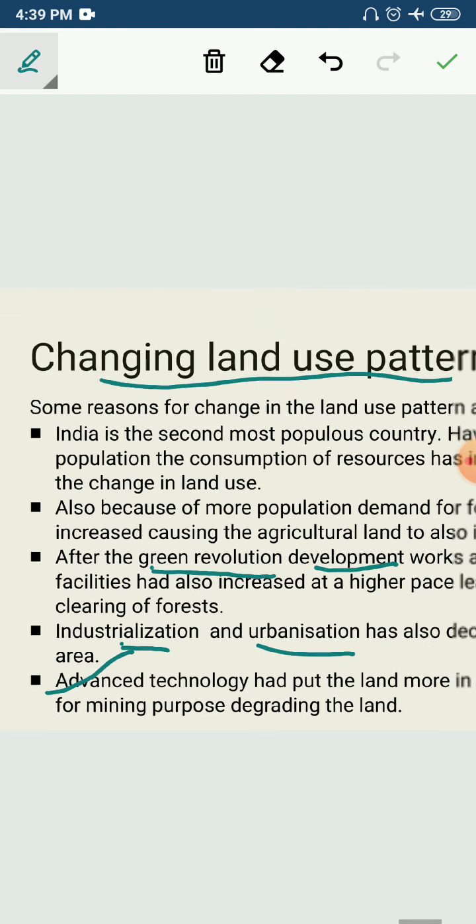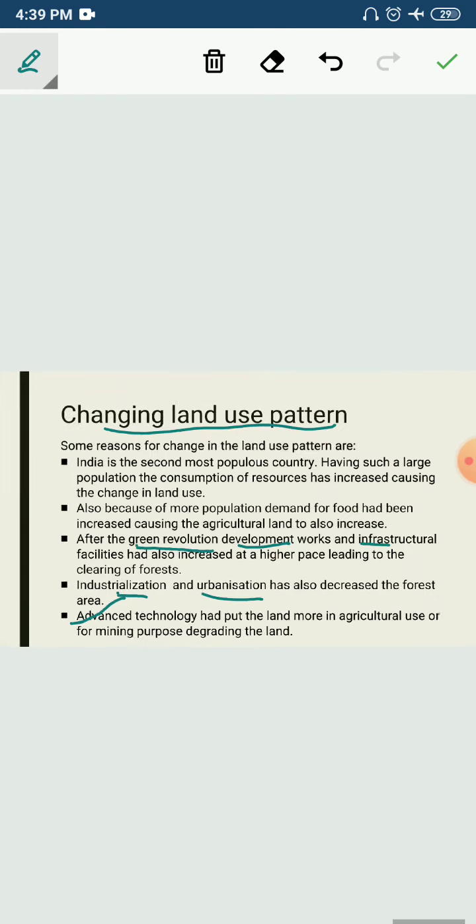The last point is that advanced technology has put the land more in agricultural use or for mining purposes, degrading the land. The more advanced the technology, the more effectively that land will be used. So in case of agriculture, pesticides, chemical fertilizers, weedicides have been introduced, which are degrading and destroying the soil fertility. While in the case of mining, machineries are used for the mining purposes and that land is being degraded. So that was all in my topic.